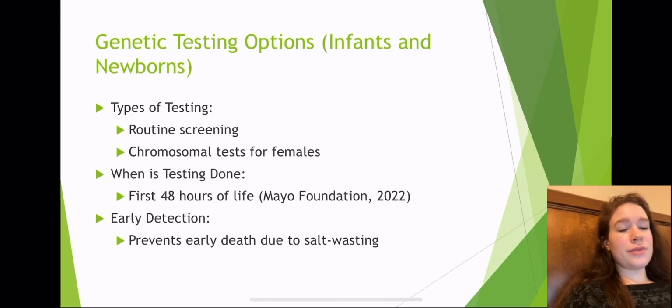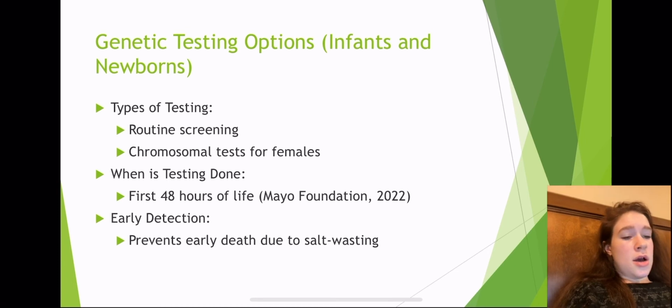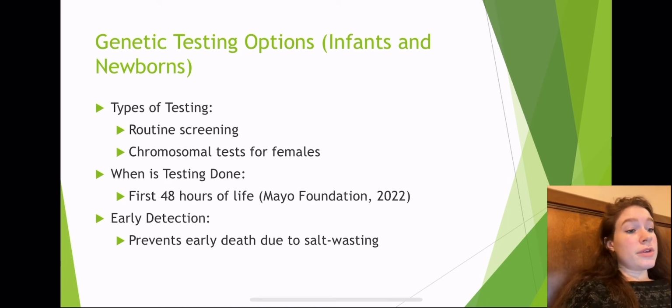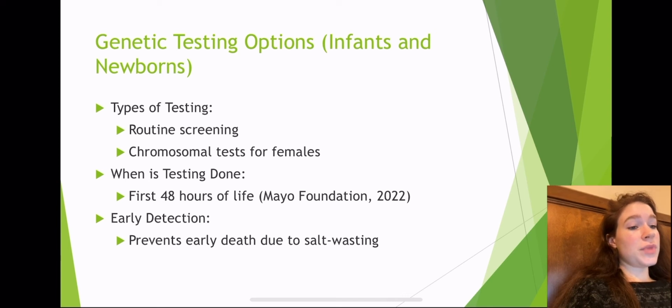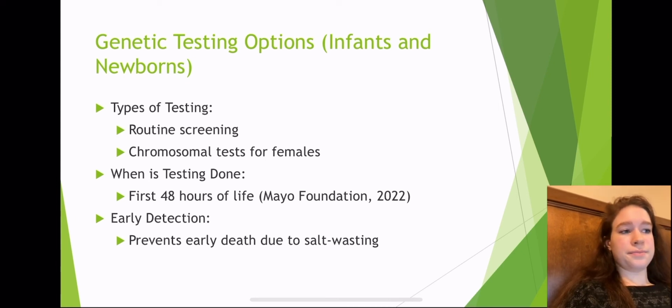And then testing for infants and newborns. Routine screening within the first few days of the infant's life is done in order to identify CAH. Also, in infants who are female, chromosomal tests are able to be run in order to identify genetic sex. For this particular disorder, genetic testing is typically done within the first 48 hours of life. Also, early detection is important in order to prevent infants from dying due to salt-losing congenital adrenal hyperplasia, which leads to hyponatremia, which can lead to death.